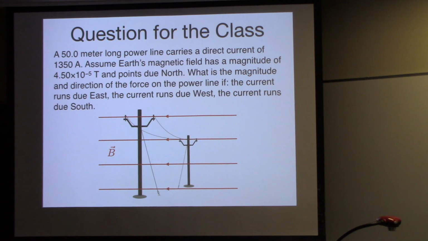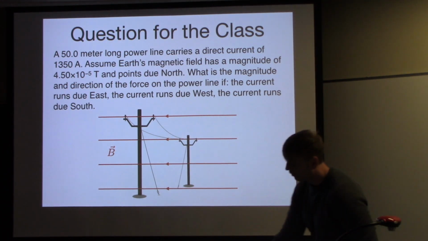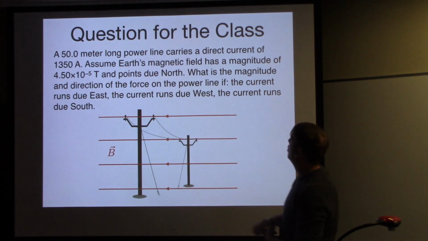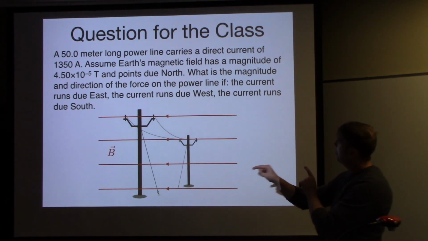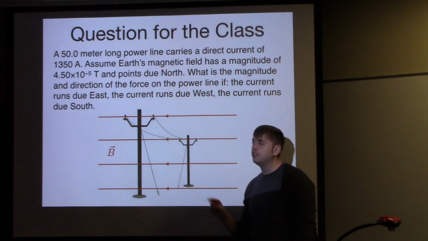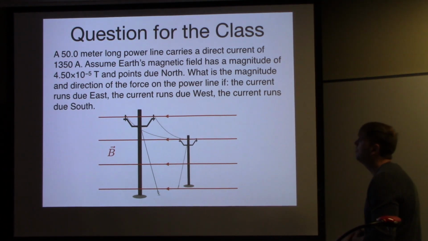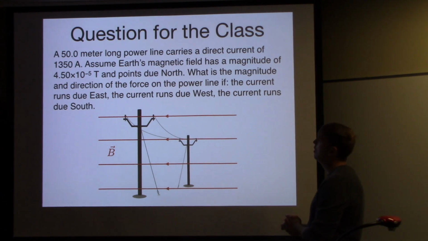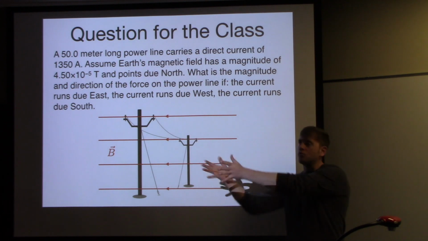Okay, so we have to put some numbers on this. Let's start by saying that the power line is 50 meters long, and the current that's running through the power line is 1,350 amps. Okay? We're going to say that the Earth's magnetic field has a magnitude of 4.5 times 10 to the minus 5 Tesla, and let's just say it's pointing straight north.